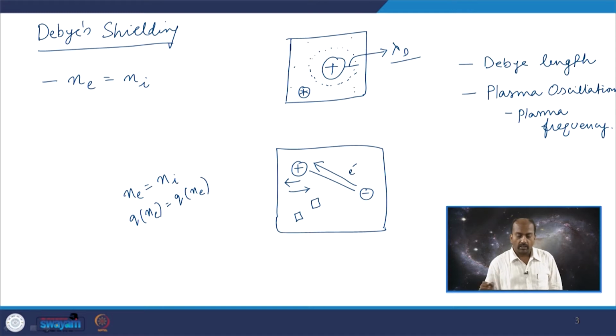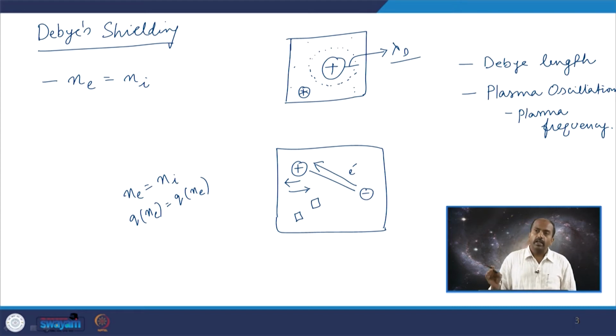Any point in the plasma should be able to experience this positive test charge. But what generally happens is, due to the concept of Debye shielding, the electrons will surround the positive ion up to a particular distance, and beyond this distance, electrons or any other charge will not be able to experience this positive test charge. So, this is the means by which plasma shields out the external electric fields.